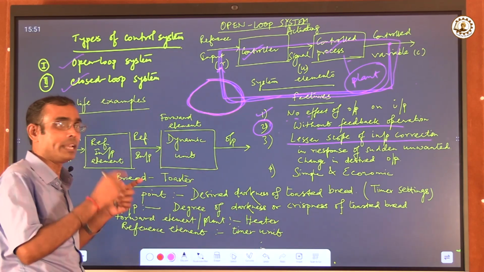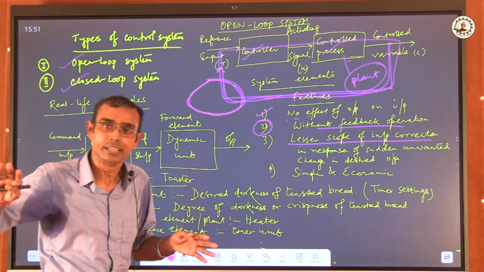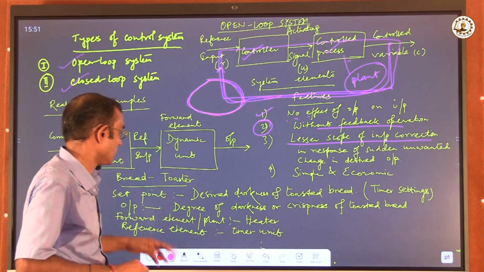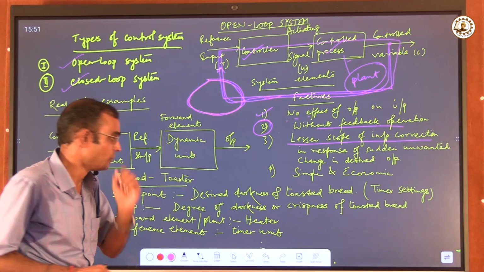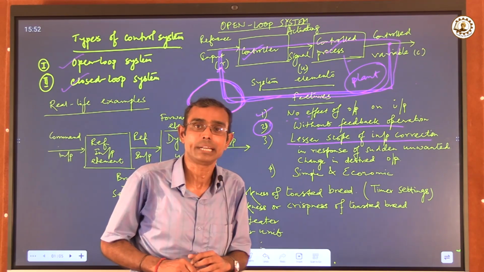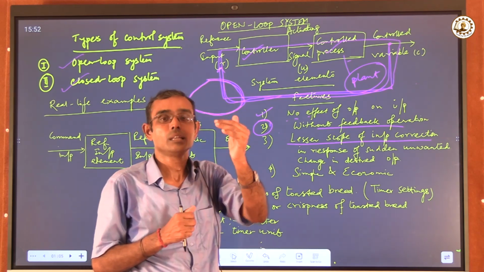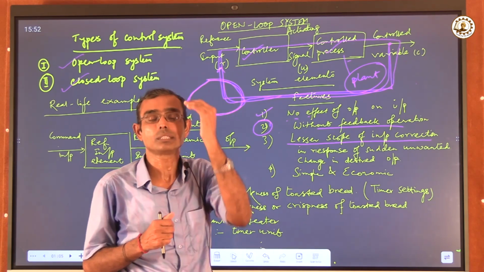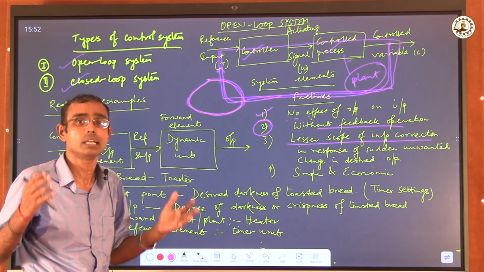And finally, when all the processes end in the bread toaster, once we are getting the final output, what we will get? We will get the degree of darkness or crispness of the toasted bread. That was our control objective. Up to that much level, the darkness or the texture or the crispness of the bread we need. So that is the final desired output.